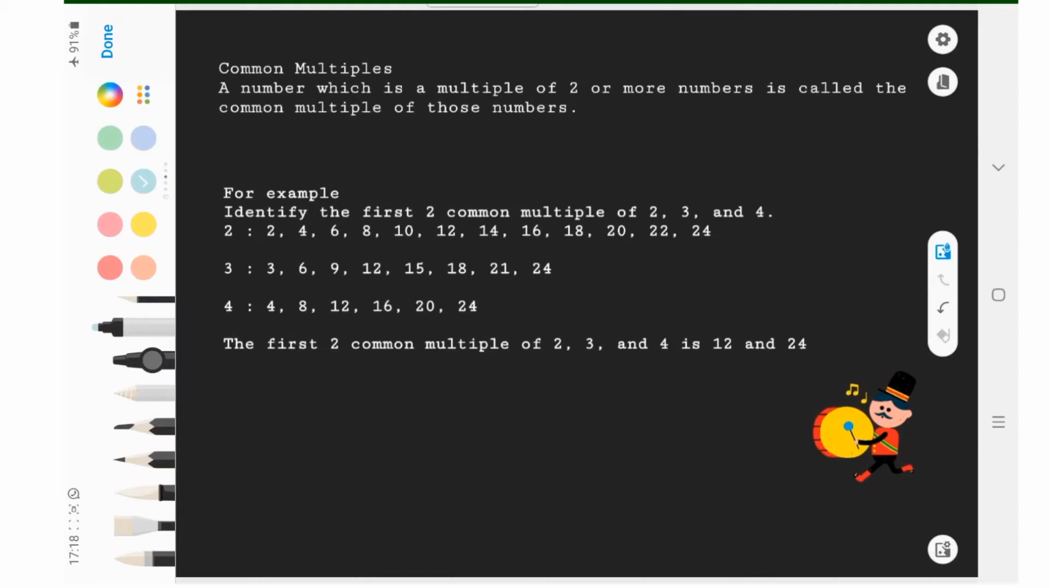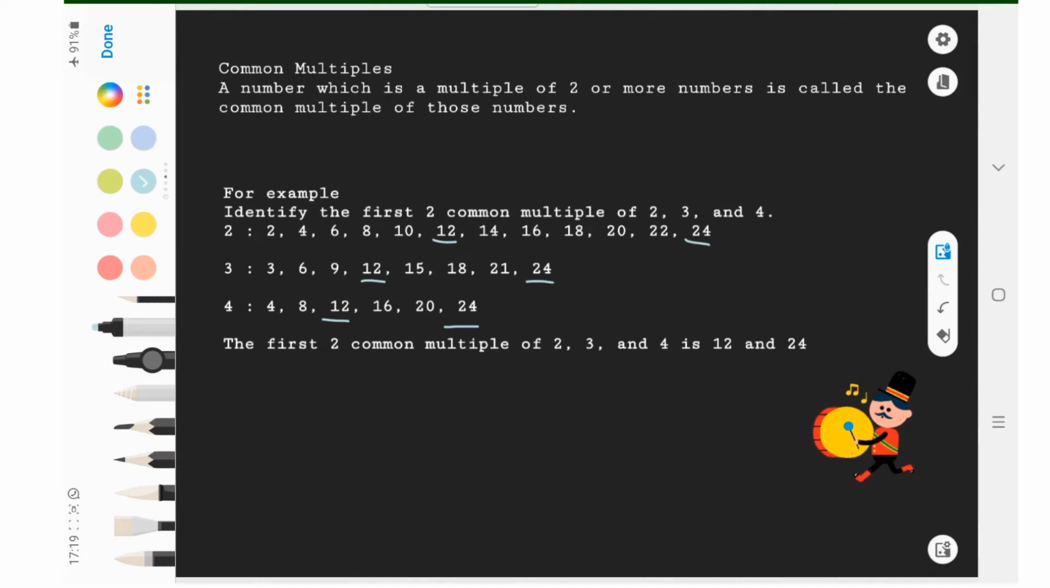Hi, in this video I'm going to explain about common multiples and LCM. Let's start with common multiples. A common multiple is a number which is a multiple of two or more numbers. For example, identify the first two common multiples of 2, 3, and 4. We have to find the numbers which appear for these three numbers, which are 12 and 24. The answer is: the first two common multiples of 2, 3, and 4 are 12 and 24.